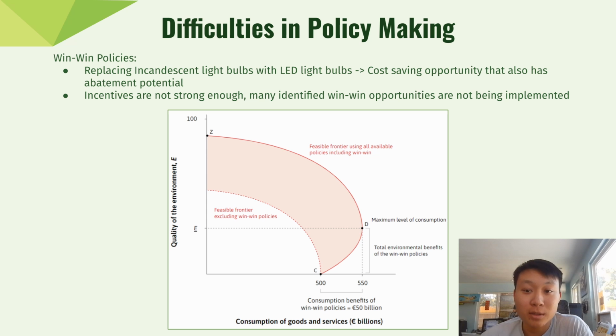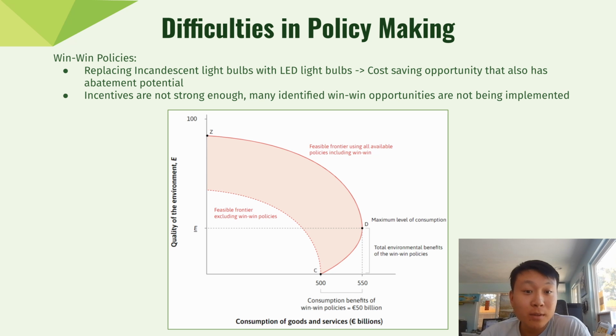So, we have win-win policies. For example, replacing incandescent light bulbs with LED light bulbs does save money for companies and also has abatement potential. So that would be a win-win policy. Basically, there's no reason to not do that policy. And the problem is that incentives aren't strong enough for these kinds of policies because we can find them and discover them, but they're not actually being implemented at all or at a fast enough rate.